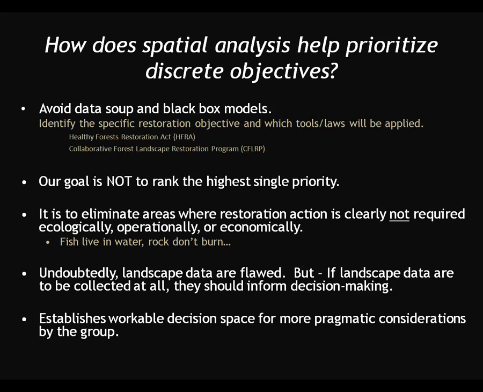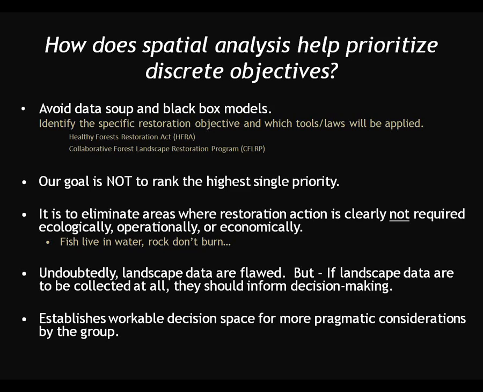So if, for example, we're interested in reducing fuels to restore some natural fire regimes where we've been suppressing fire, we could eliminate things like water and rock. Obviously, rock doesn't burn, and if we're going to address fish or aquatics, we're going to be looking in water. So it's a very simple logic where we're not trying to identify the single most important priority, but just trying to weed out places that clearly aren't appropriate. And you'll see what that looks like here in a second.